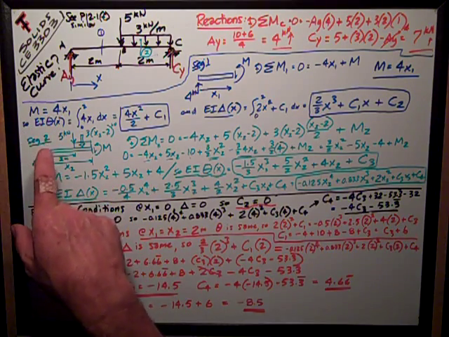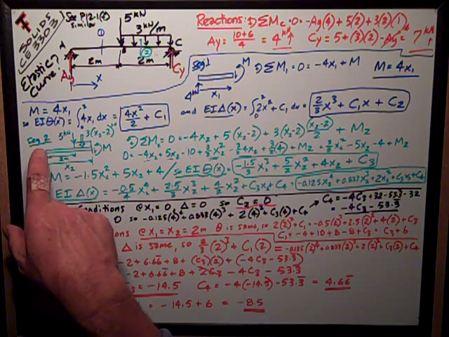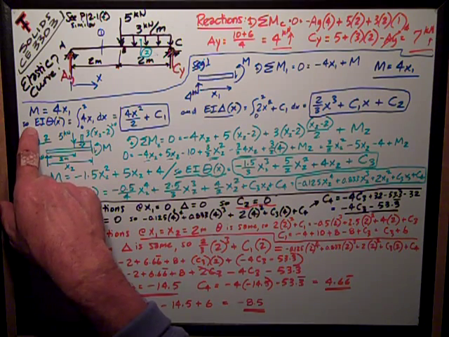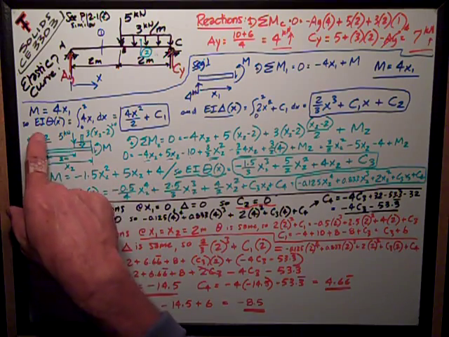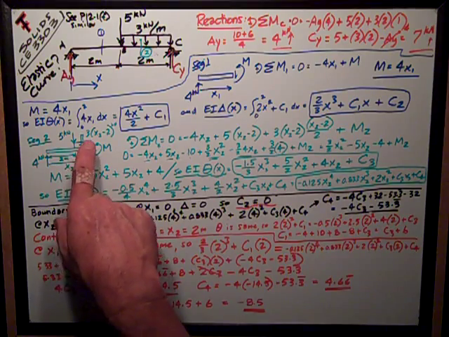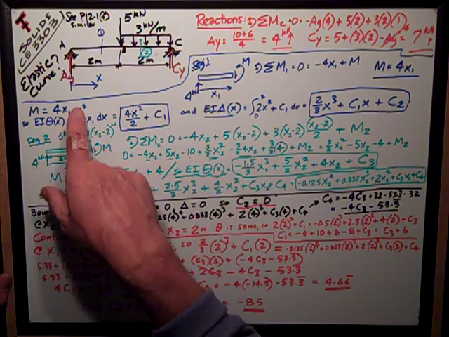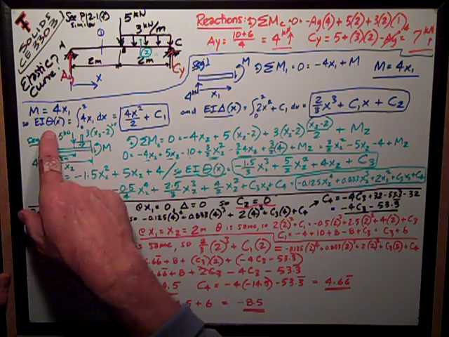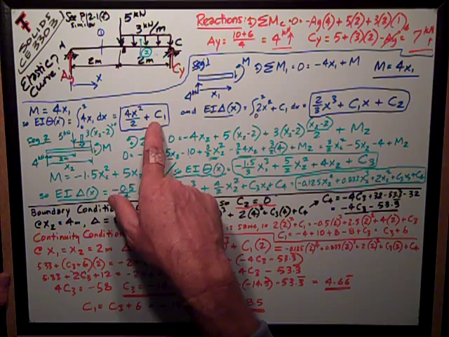To get a slope equation, which I'm going to call theta of x, I integrate once. Don't forget that I have this EI constant in this equation. I'm just going to show it once and assume you know it's in there for all these equations. I integrate 4x dx from 0 to 2. One integration gives my slope equation, which is 4x squared over 2, plus a constant of integration C1.